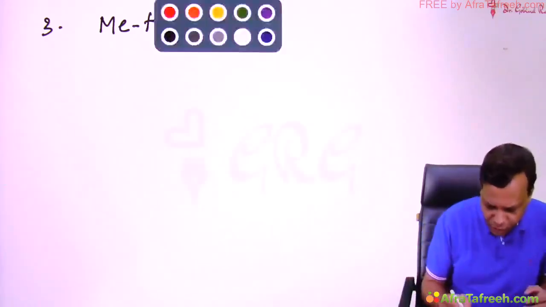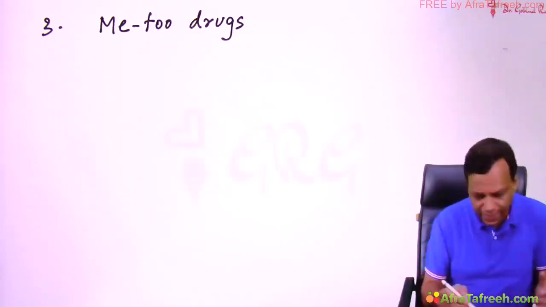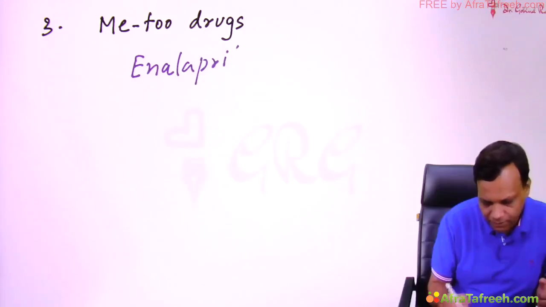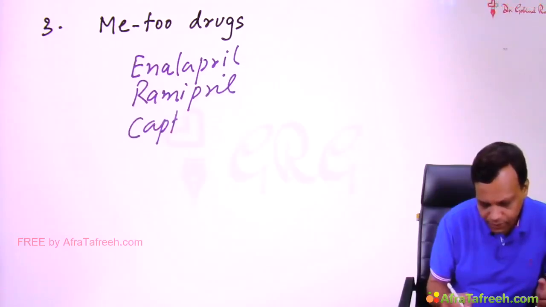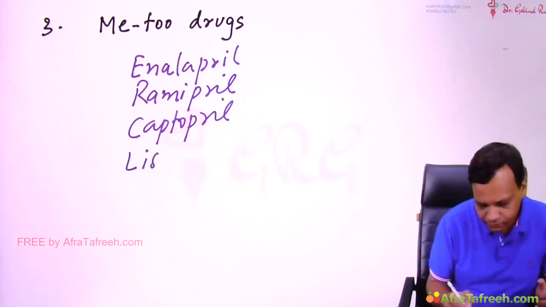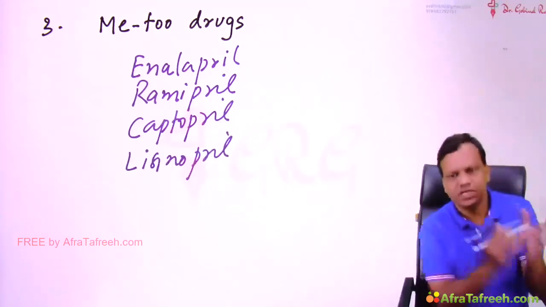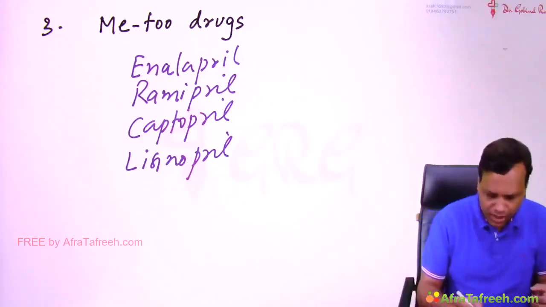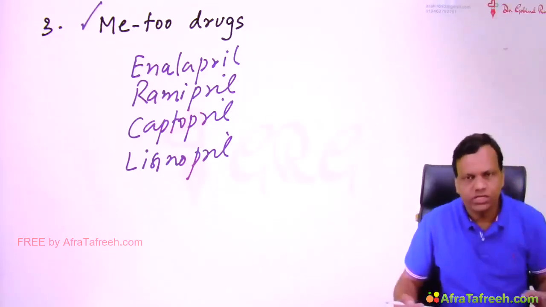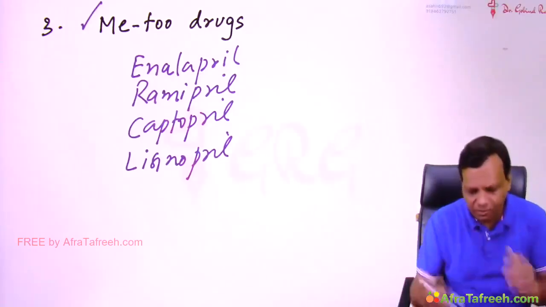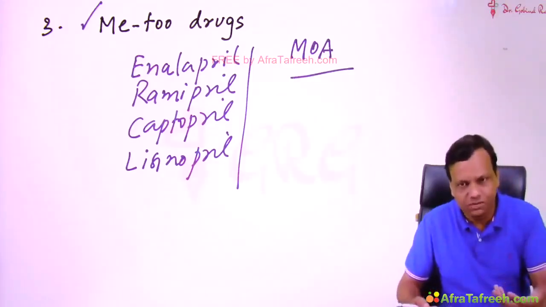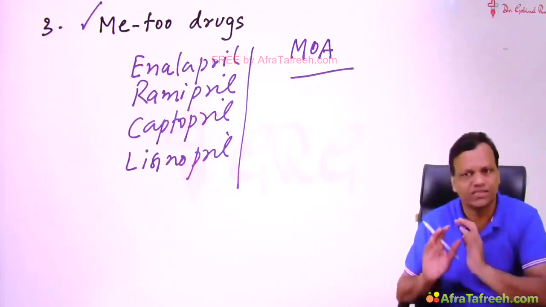So the drugs which usually end with similar names, like all the prils: enalapril, ramipril, captopril, lisinopril. So all ACE inhibitors. Similarly, all sartans, all ARBs, all the olols, all beta blockers. So they are considered Me Too drugs. So Me Too drugs means these drugs have the same mechanism of action with almost similar uses. So that means their pharmacodynamics is more or less the same.